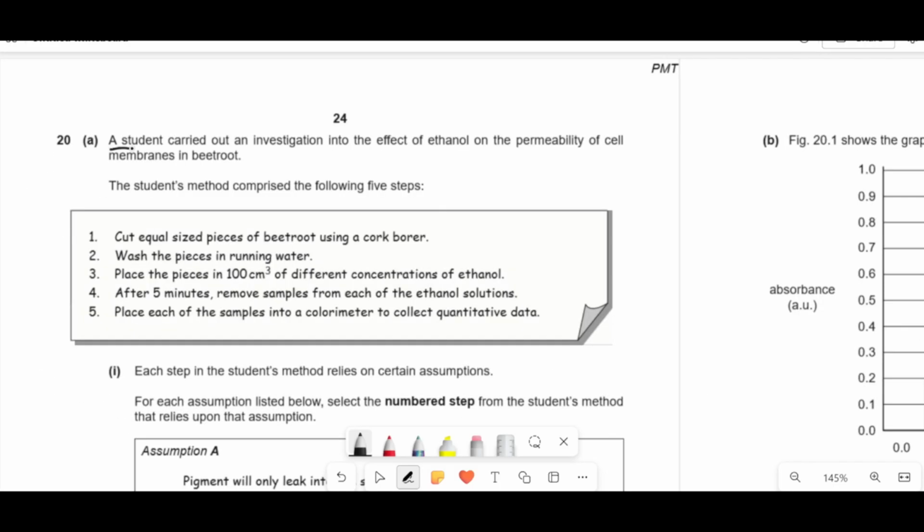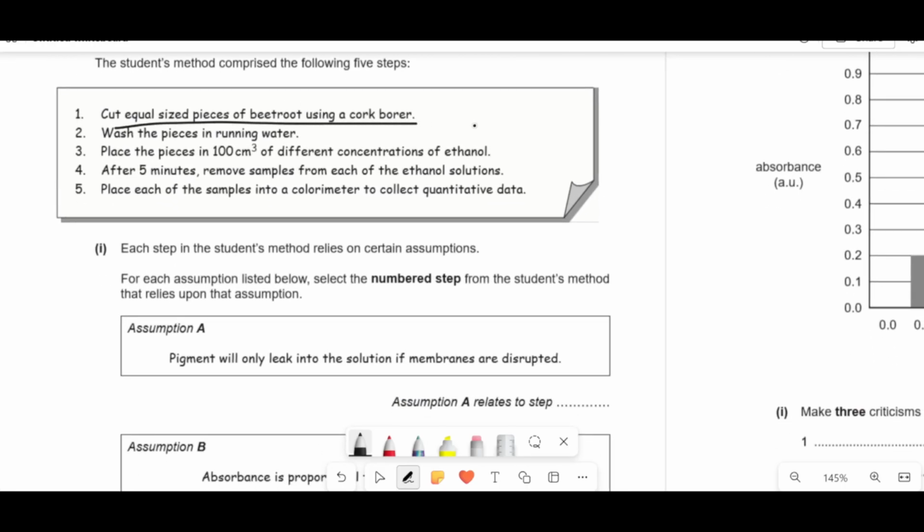So a student carried out an investigation to look at the effect of ethanol on the cell permeability of membranes in beetroot, and they did these steps. Cut equal slices of beetroot with a cork borer, wash them with running water, put them in 100 centimeters cubed at different concentrations of ethanol. So immediately we're looking at our independent and our dependent, you know how it is. So our independent is what?